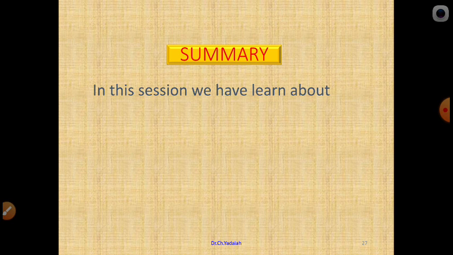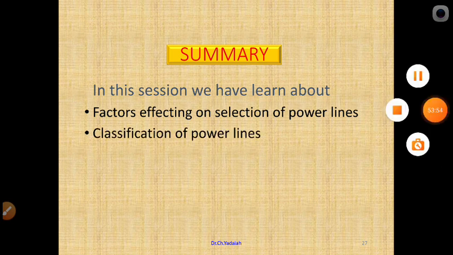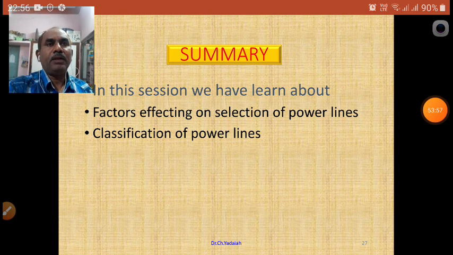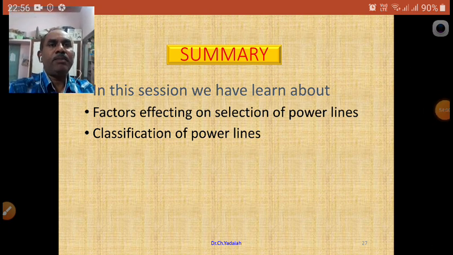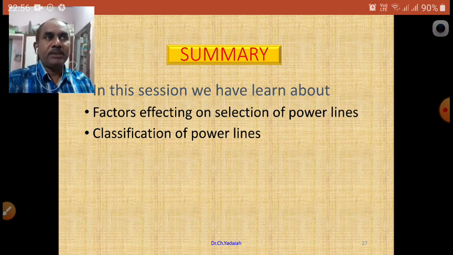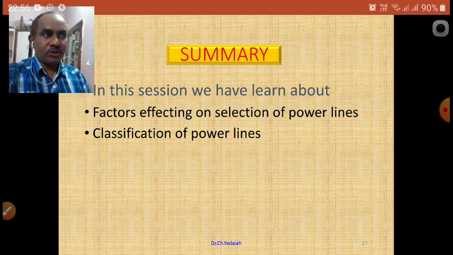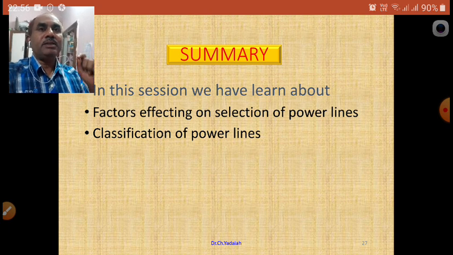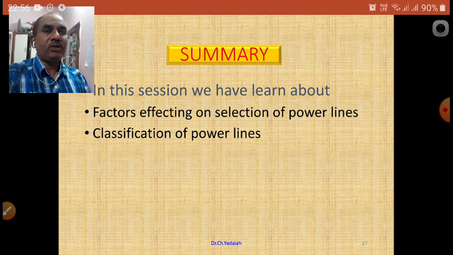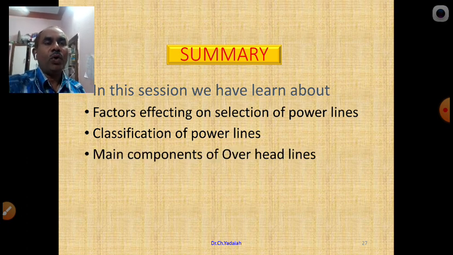Now what we have studied in this session: the first point is the factors affecting the selection of power lines. The second point is the classification of power lines, how they are classified based on voltage. There are transmission systems and distribution systems: primary transmission and secondary transmission, primary distribution and secondary distribution. During this, we saw the different components required and the purpose of each component. Next, the main components of overhead lines.